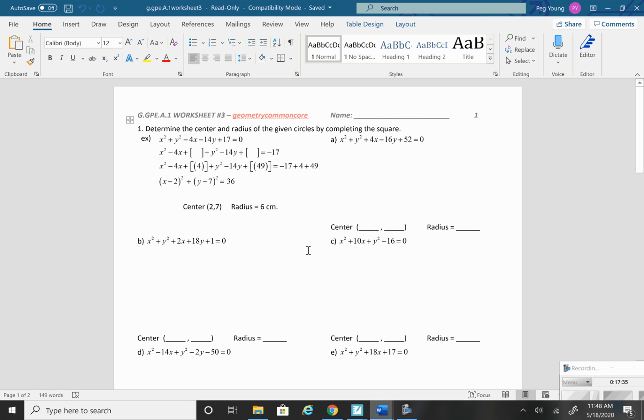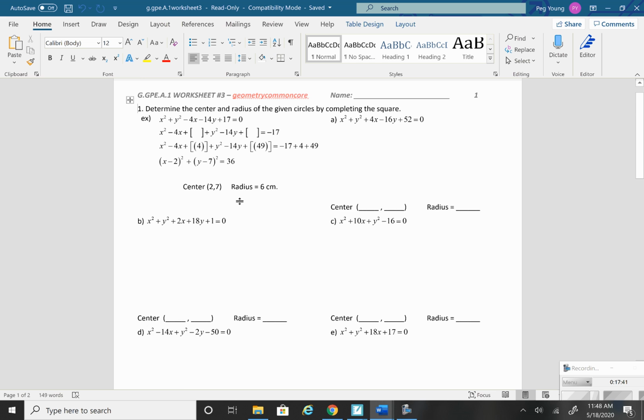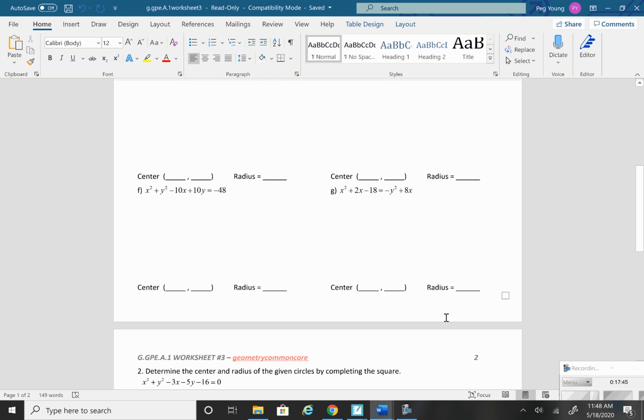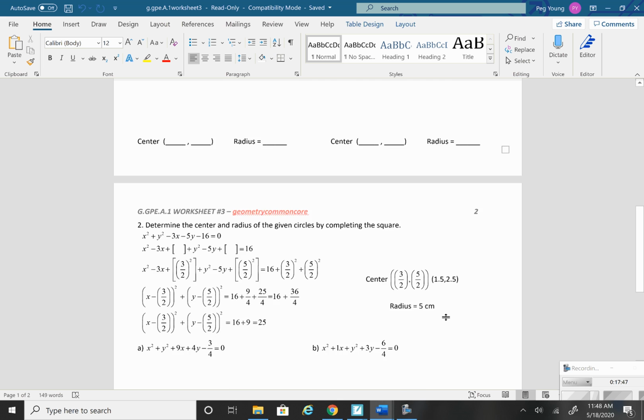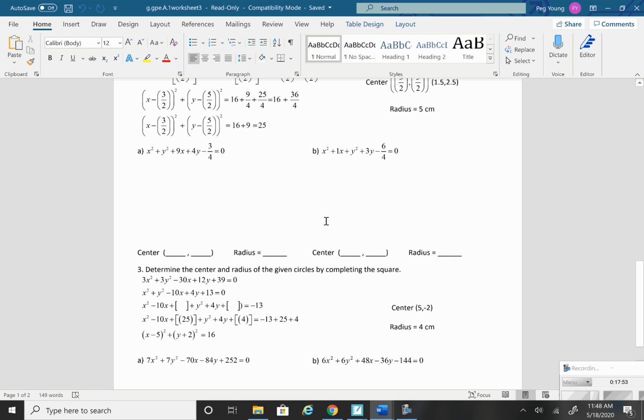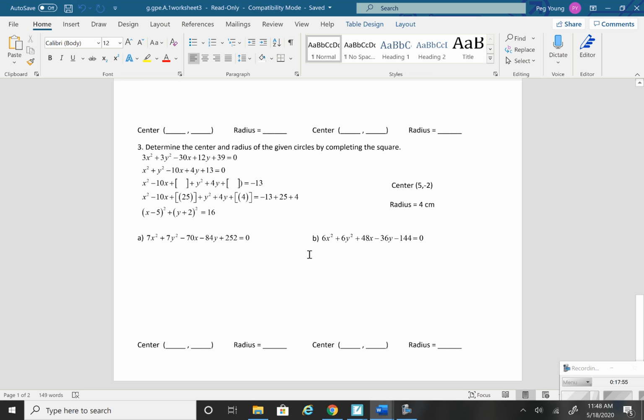Your homework for tonight, let me see, I have a picture here somewhere. Your homework for tonight is going to be just practicing completing the square. There'll be an example here. This is what the worksheet looks like. There's an example, and then there are 7 problems on that page. And then the next page, again, there's an example. Look at fractions, right? It's okay, you can do fractions. And there are 4 problems there.